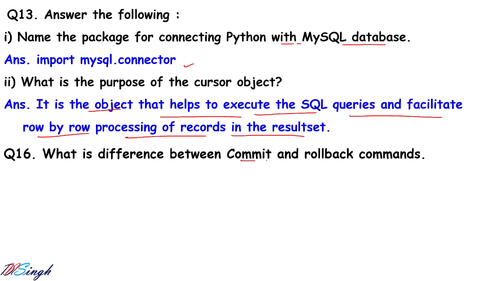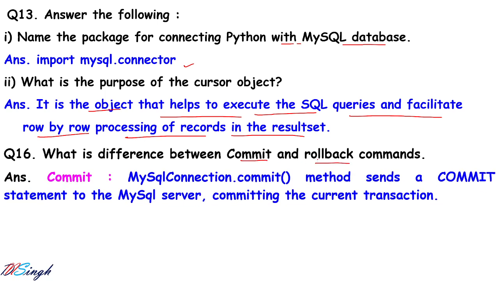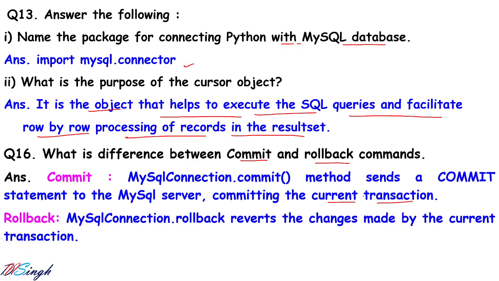What is the difference between commit and rollback? Commit command is used to make all the changes permanent in the database. So MySQL connection.commit method sends commit statement to MySQL server committing the current transaction. So whatever changes you have done in that particular time, those changes will become permanent. Rollback reverses the changes made by you in the current transaction. So for that current transaction, whatever changes you have made, that will be rolled back.